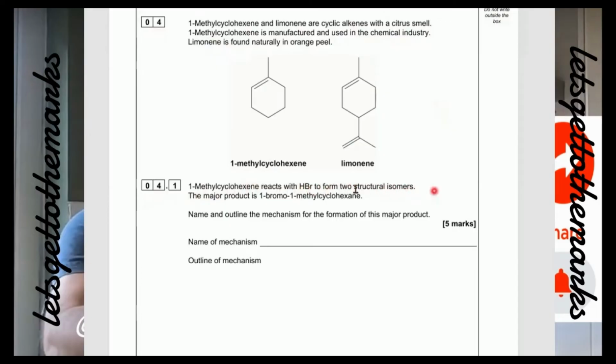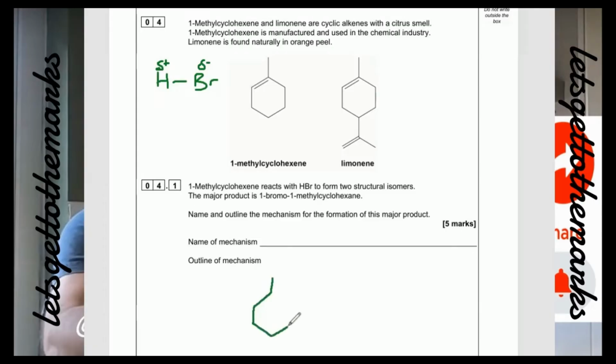1-methylcyclohexene reacts with HBr to form 2 structural isomers. The major product is 1-bromo-1-methylcyclohexane. Name and outline the mechanism for the formation of this major product. So essentially, the molecule we're dealing with, 1-methylcyclohexene here, is attacked by HBr. And of course, that's slightly polar, so the hydrogen's delta positive, the bromine is delta negative, and this is what allows it to attack this compound.